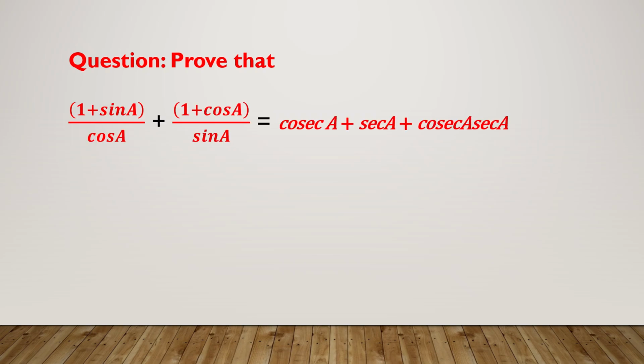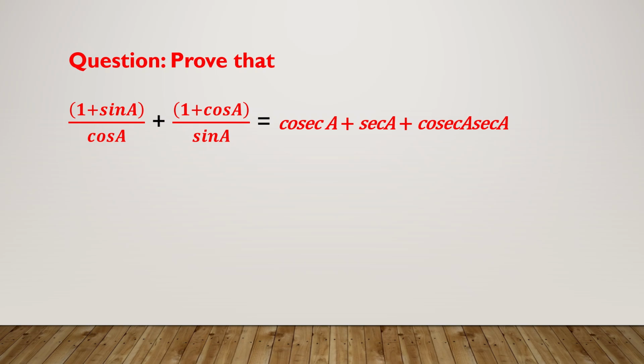Let us solve an identity here. The question says, prove that (1 plus sin A) divided by cos A plus (1 plus cos A) divided by sin A is equal to cosec A plus sec A plus cosec A into sec A. So this identity has to be proved. So we'll take the left hand side first and simplify it, and finally show that the left hand side is equal to right hand side.